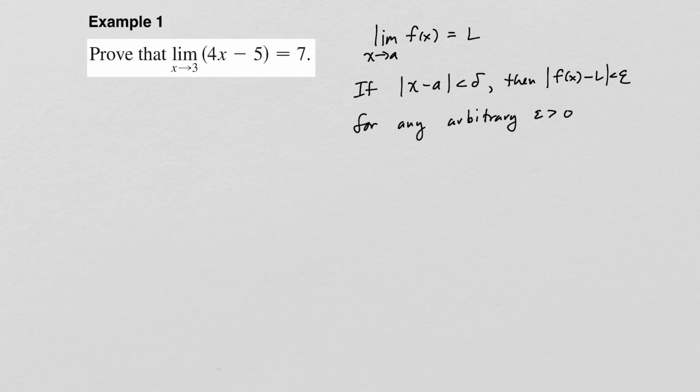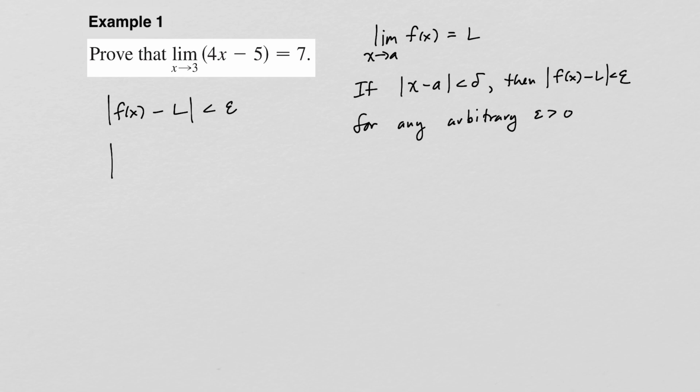So if we have an epsilon, a really small positive number that is given to us, then we need to be able to find the corresponding delta such that if x minus a in absolute value is less than delta, then f of x minus L in absolute value will be less than epsilon. So what you do is you work backwards. So we're going to start with the conclusion. We need f of x minus L to be less than epsilon.